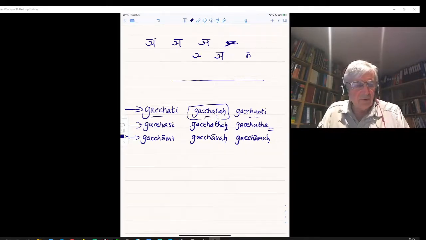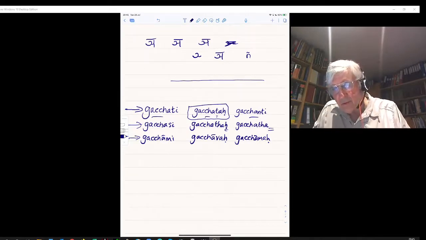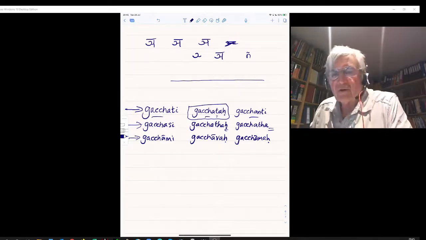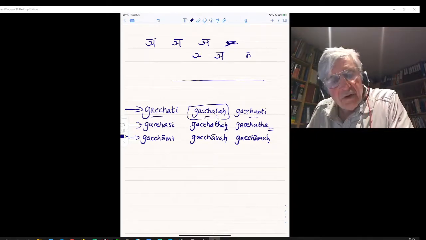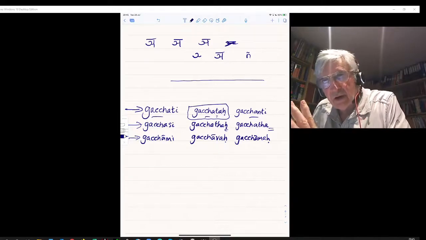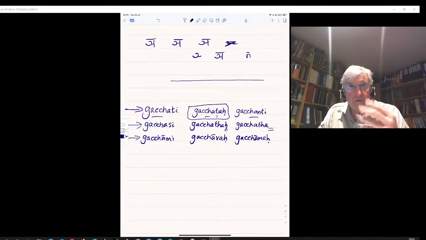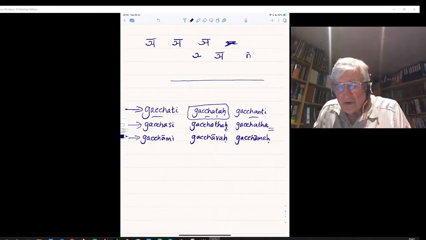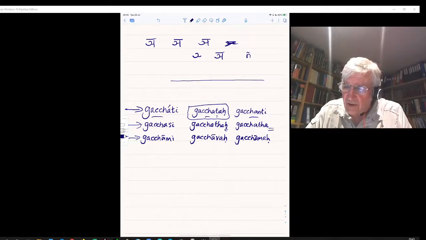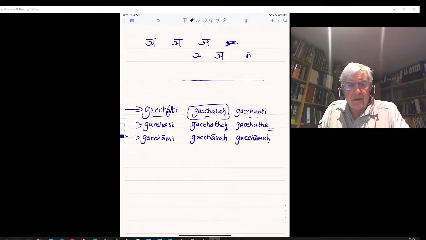You might say, well, what's the point in learning these endings separately from the verb? Well, there is a point, because when you get to verbs that are conjugated differently, you will find these same endings are there without the characteristic a. There are 4 classes of verbs, classes 1, 4, 6, and 10, that have this characteristic a that I'm ringing here. See, gachati, gachasi, and the lengthened gachami. But these endings, I'll go across: ti, tas, anti, si, tas, ta, mi, vas, mas.